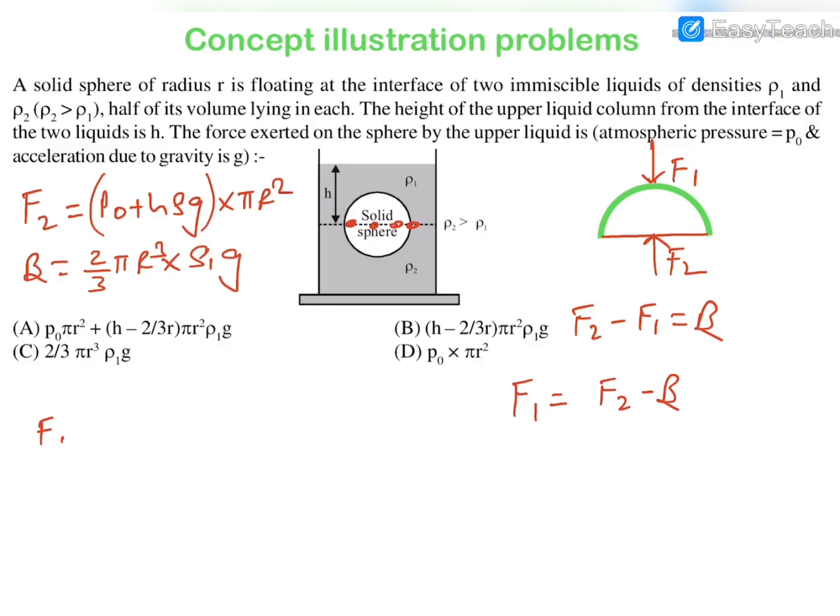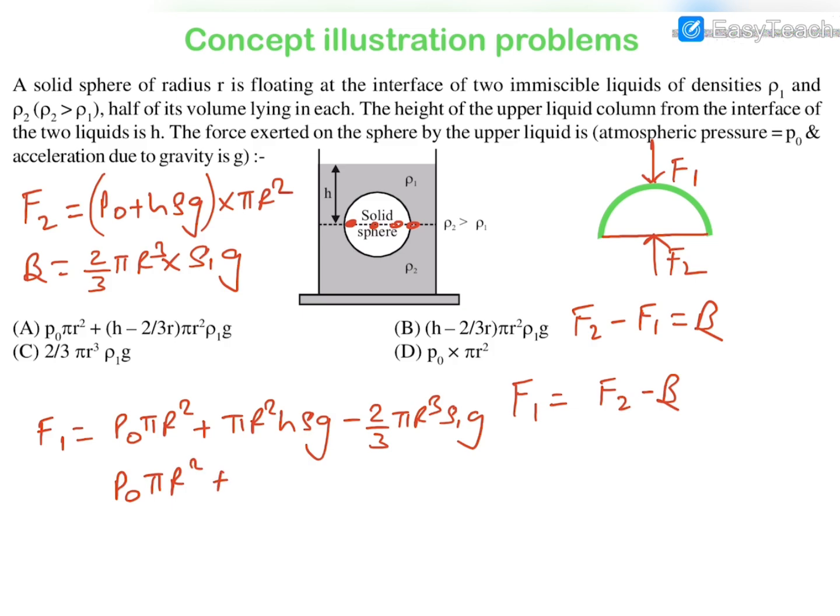So F1 will be equal to P0 into pi r square plus pi r square H rho G minus buoyancy, which is 2 by 3 pi r cube rho 1 G. So P0 pi r square plus this is H minus 2 by 3 r, and this is pi r square rho 1 G. So the correct option will be option number A. Now we move on to the next question.